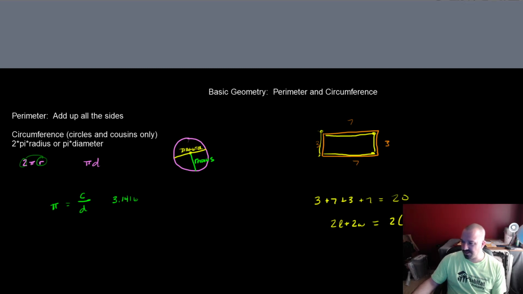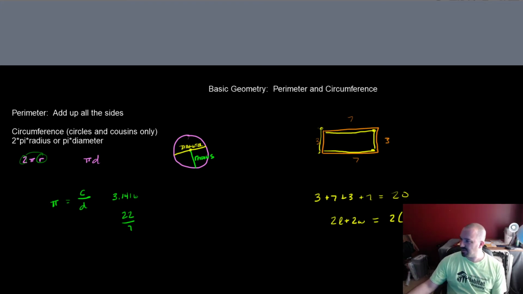There's some evidence to suggest that the ancient Egyptians used the fraction 22/7. They're both right there, and neither one of them is correct. So, yeah. All right, let's do some examples here.